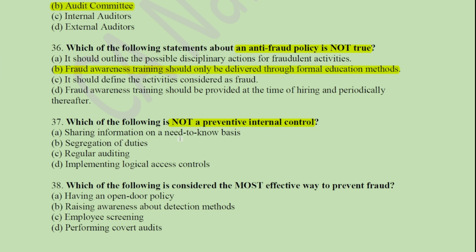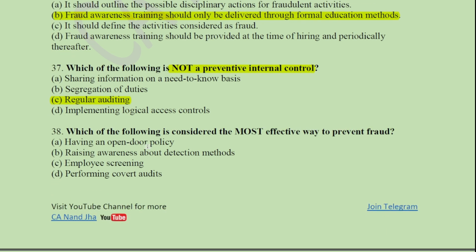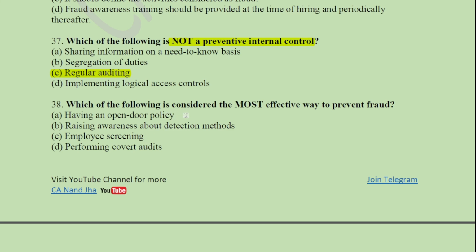Which of the following is not a preventive internal control? Sharing information on a need-to-know basis, no. Segregation of duties, no. Regular auditing, it's not a preventive internal control. Implementing logical access control.